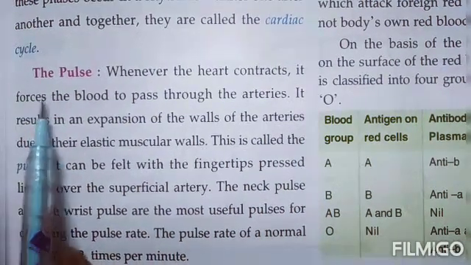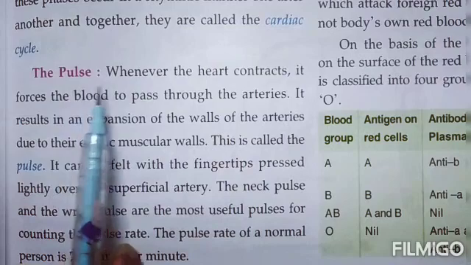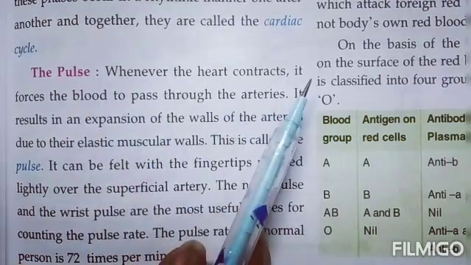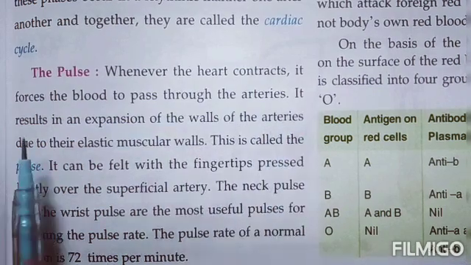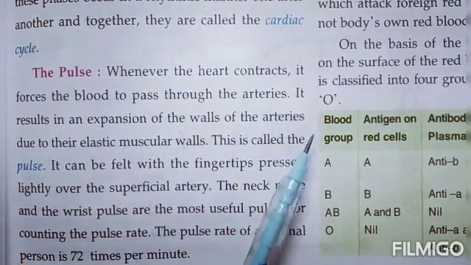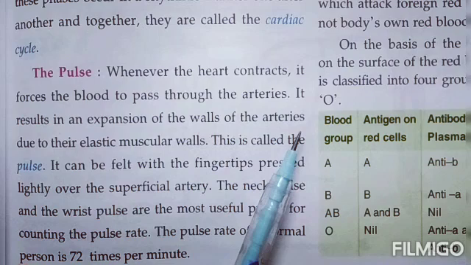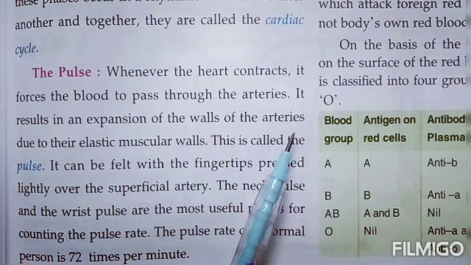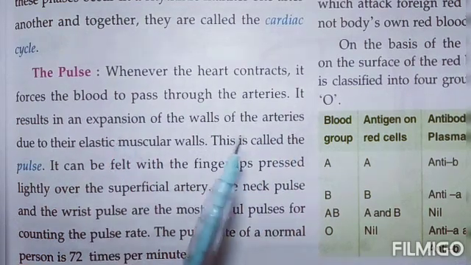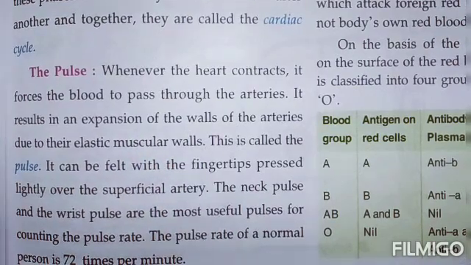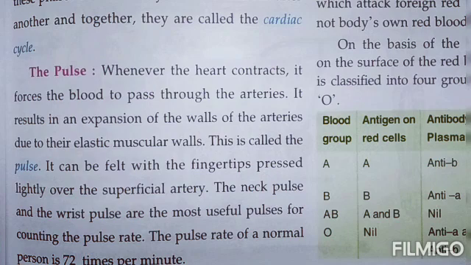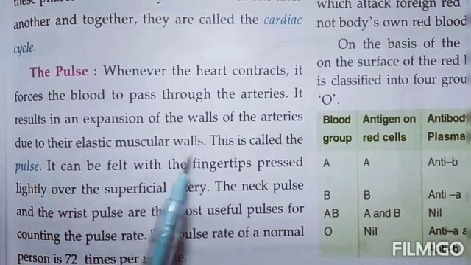The last thing we do today is the pulse. Whenever the heart contracts, it forces the blood to pass through the arteries. This results in the expansion of the walls of the arteries. Now, when the blood is being passed out, it is forced out. Then the arteries will expand, children, because whenever a lot of pressure is created, the arteries will expand. Because they have elastic muscular walls.